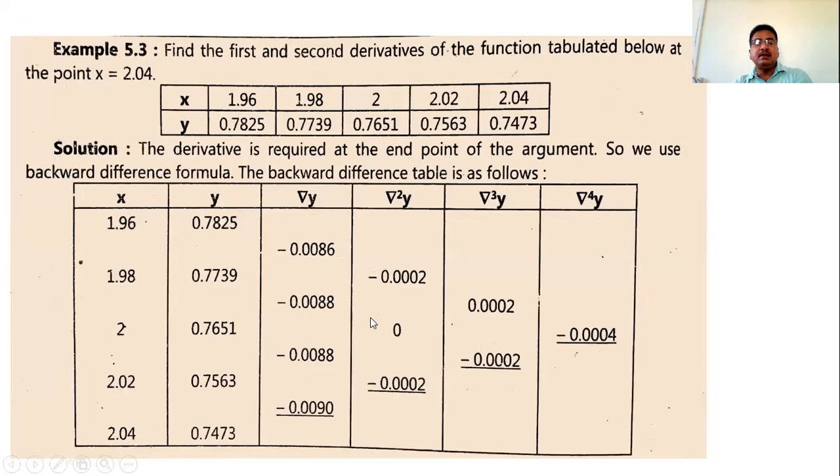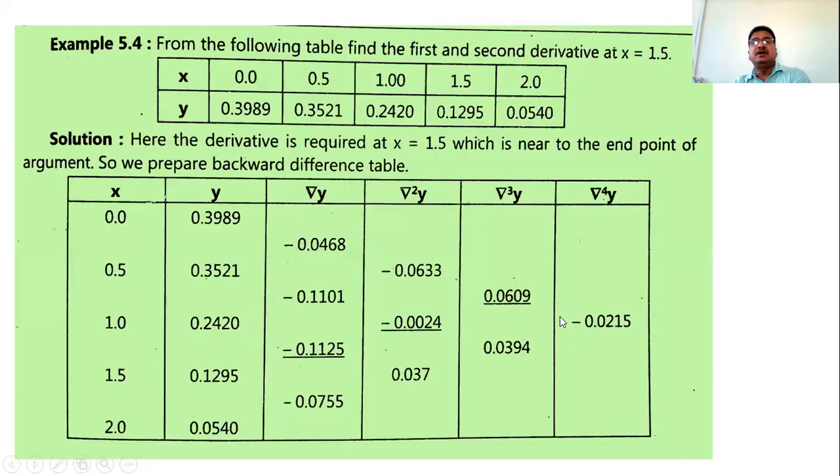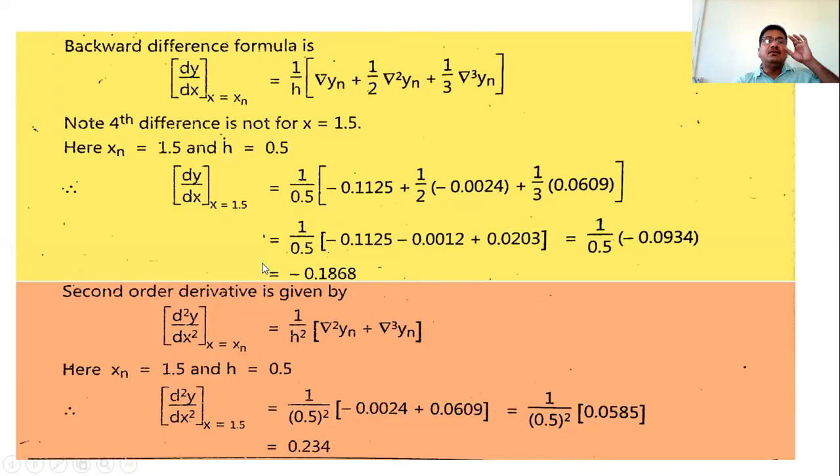So what are the del yn? This is the del yn, last value. Then del square yn, this is del cube yn, and this is del raised to 4 yn. That is the last point, the last values. And then substitute all these values, we get the answer minus 0.1868. So this is the first order derivative at 1.1868.